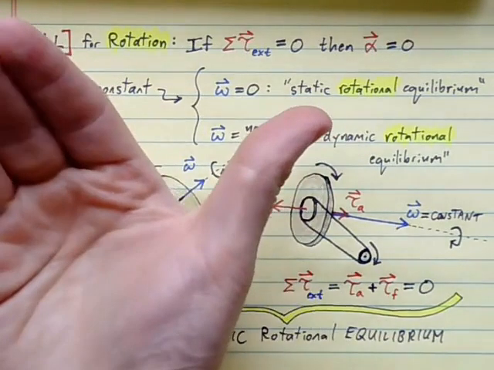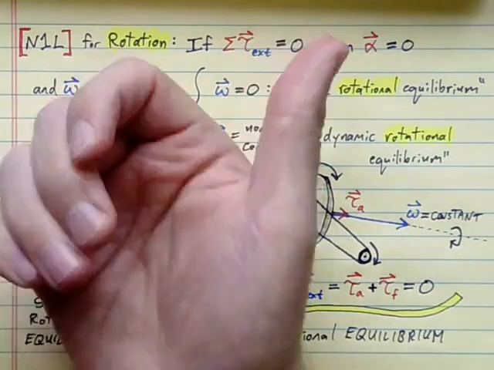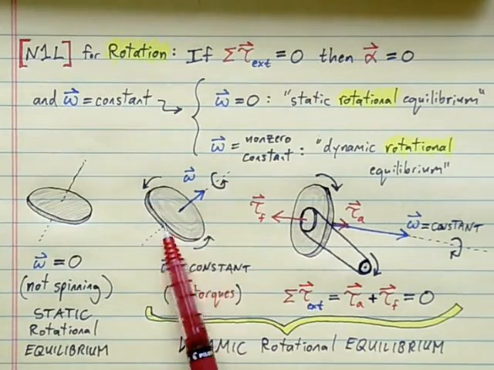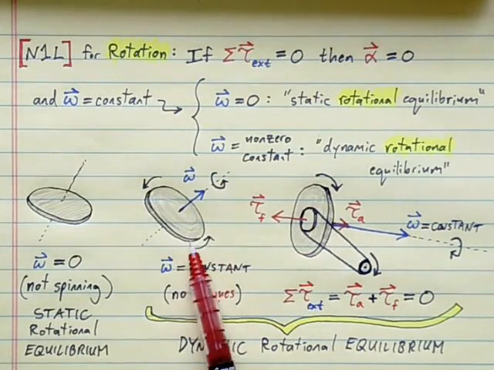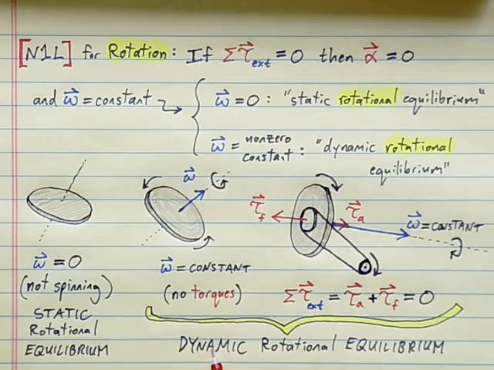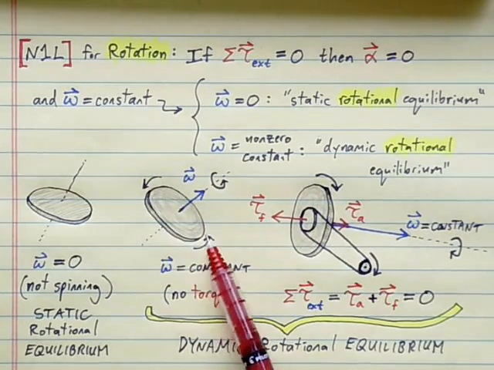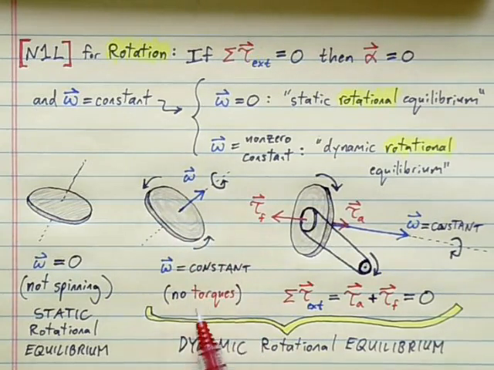Grab that axis with your thumb. Thumb points in the direction of omega. Fingertips curl in the direction of the rotation. This disk will continue to spin forever with that constant omega, as long as there are no torques acting on it. So this disk is in dynamic rotational equilibrium. A spinning object will remain spinning forever at the same rate until some net torque acts on it.